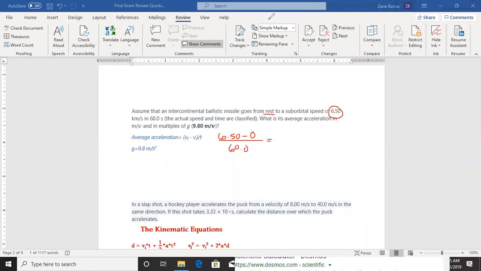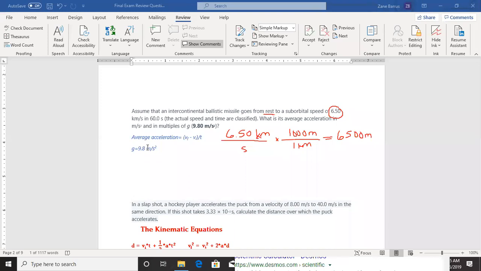sorry, I think one thing I forgot to do is convert to our standard units of meters per second. So what I should have done is taken my 6.50 kilometers per second and convert that to meters per second. It's not too hard. Let's do it real quick. So 6.50 kilometers per second. I know that for every 1 kilometer, I've got 1,000 meters. So it's just moving the decimal place over 3 times. That's going to give me 6,500 meters. So that's the number that we're going to use to plug into our formula.